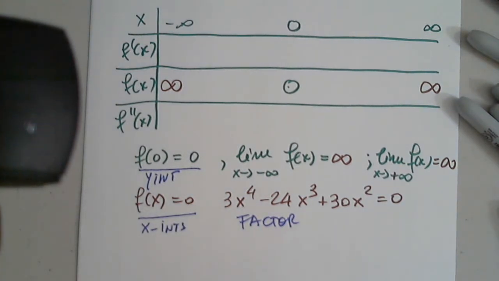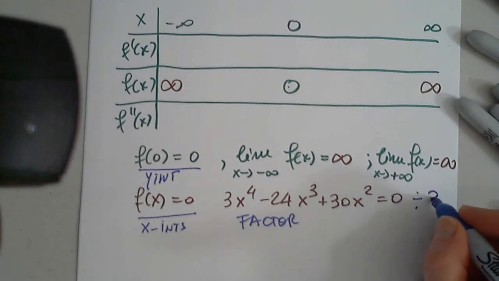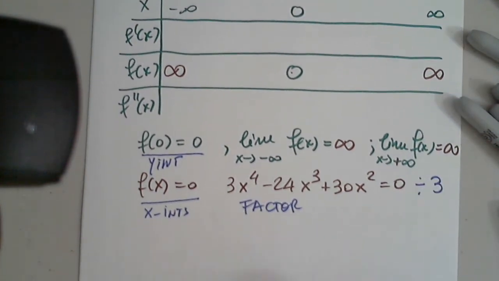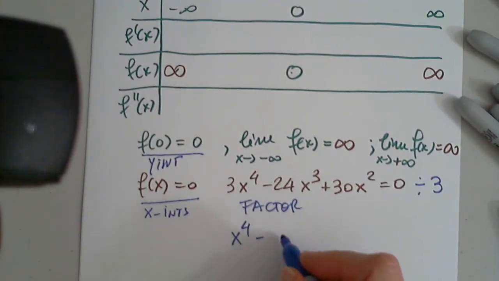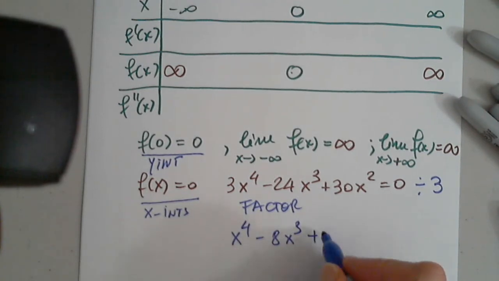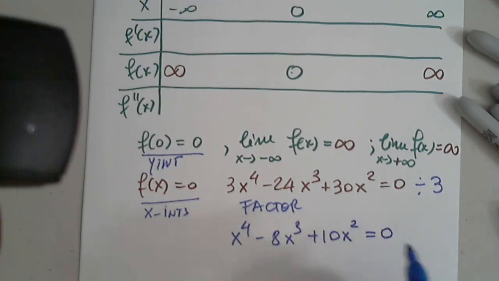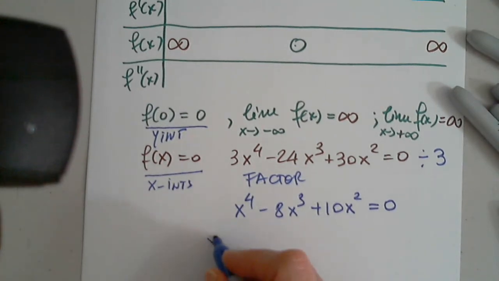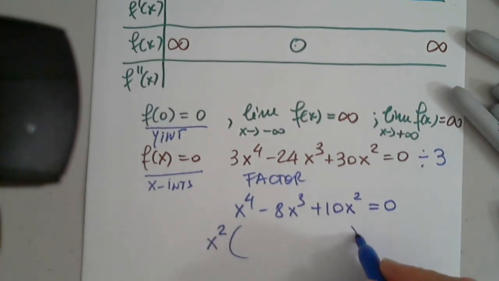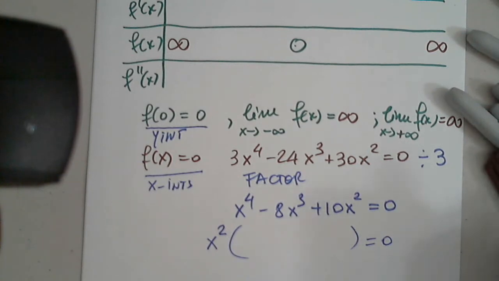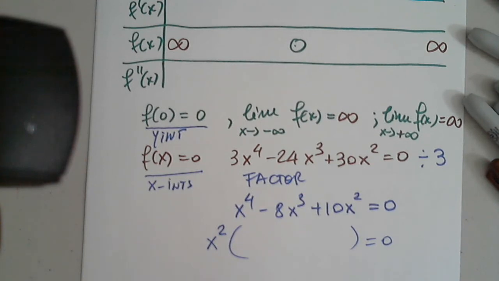Did you pull out 3x squared? Yes, I will divide by 3, which will not make any difference. So I have x to the fourth minus 8x cubed plus 10x squared equals 0. And only now I will factor out x squared. So then what do we have left in parentheses? Anyone else I have not heard yet? X squared minus 8x plus 10.